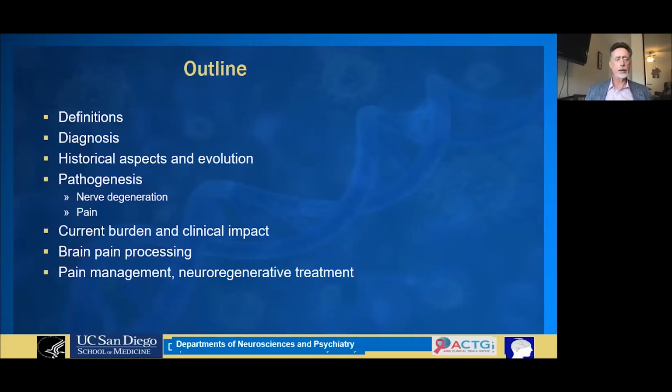Very quickly, I'm going to go through some definitions of those two phenomena, how we diagnose them, briefly review historical aspects and what has evolved over time with changes in antiretroviral therapy, briefly go over the pathogenesis of neuropathy, talk about the current burden and clinical impact of the condition and the contribution of the brain to processing pain, and finally, how we manage pain and the potential for neuroregenerative treatment to improve peripheral nerve function.